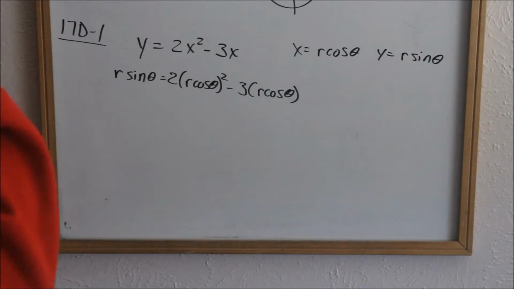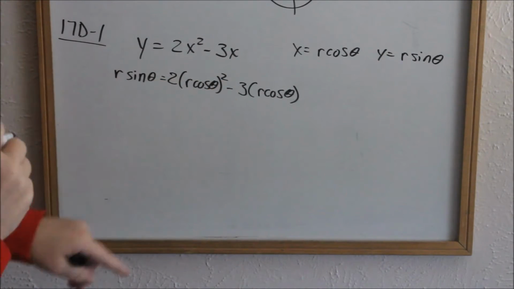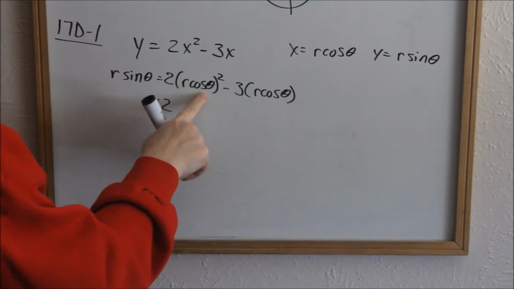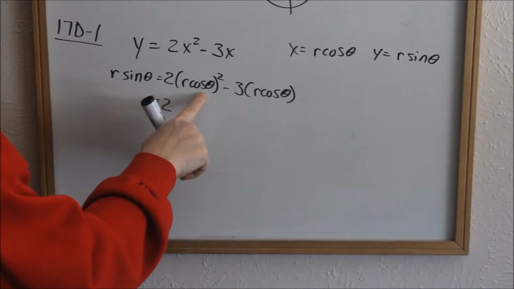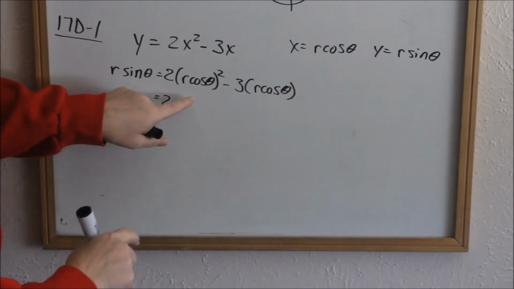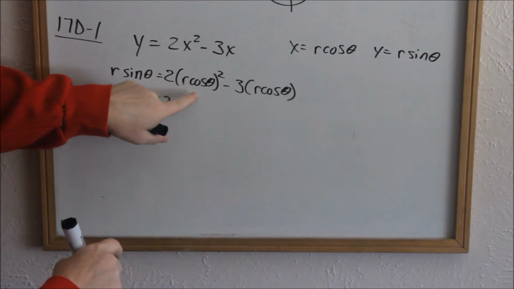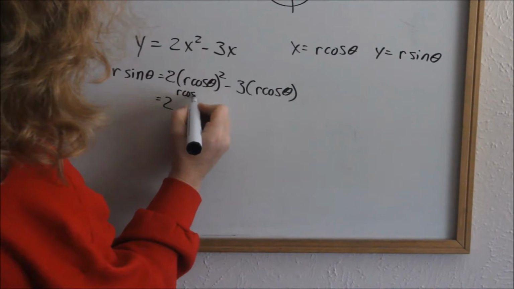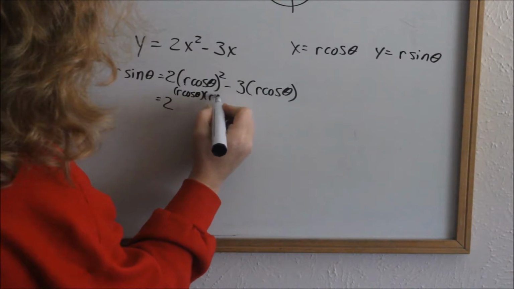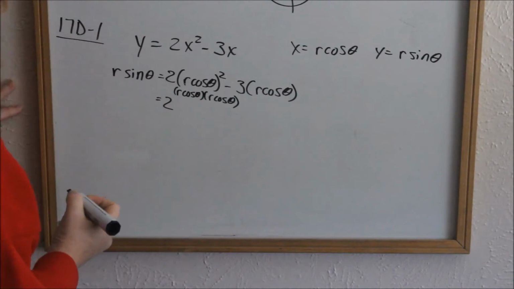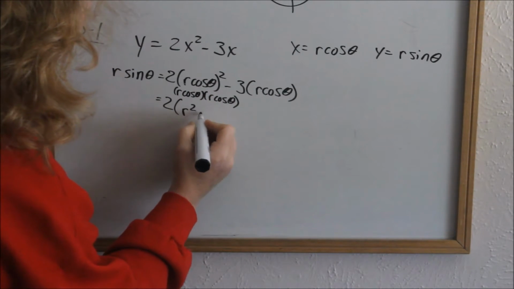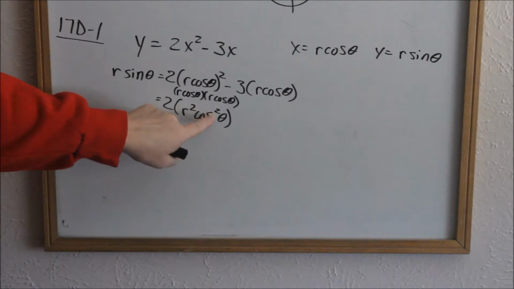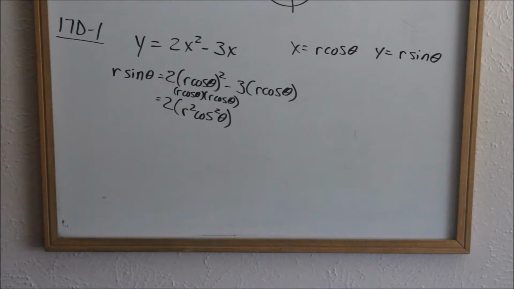Okay, I'm just going to go in order of PEMDAS, simplifying my exponents. So r cosine theta, this squared means r cosine theta times r cosine theta. Everything gets squared. The r gets squared, the cosine theta gets squared. Because essentially that'd be r cosine theta times r cosine theta. So that would be r squared and then cosine theta squared. Remember, when a cosine is squared, the square is written in between the word cosine and the theta.